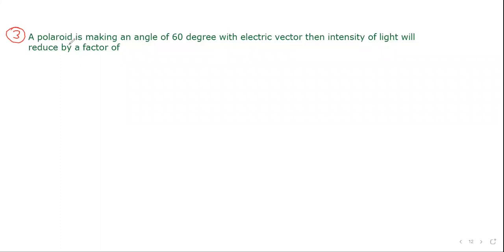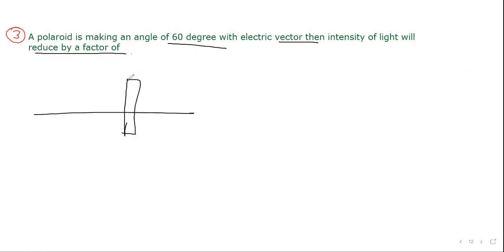Question number 3 says a Polaroid is making an angle of 60 degree with the electric vector. Then the intensity of light will reduce by a factor of what? Suppose some Polaroid is placed at an angle of 60 degree towards some incoming light, with incident intensity I naught. This angle is given as 60 degree with the incoming electric vector.